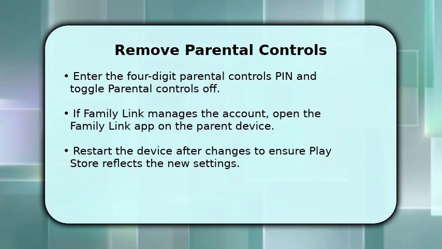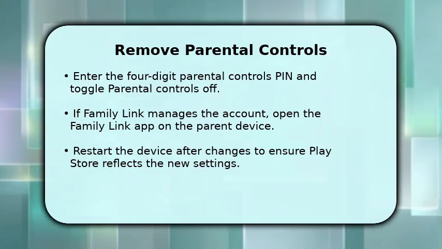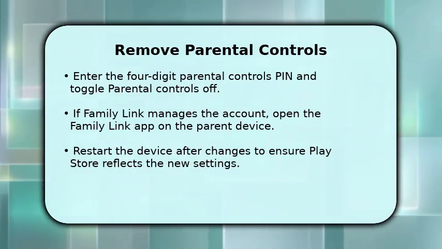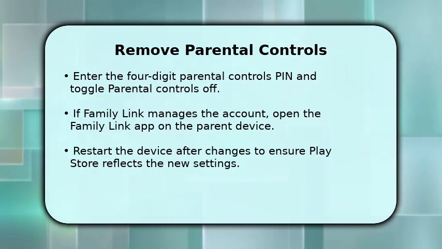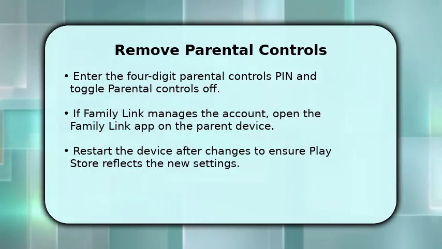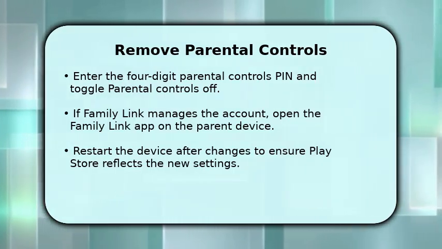Open the Google Play Store app on the device you plan to unlock. Tap your profile icon, then go to Settings and select Family. Enter the 4-digit parental controls PIN and toggle parental controls off.